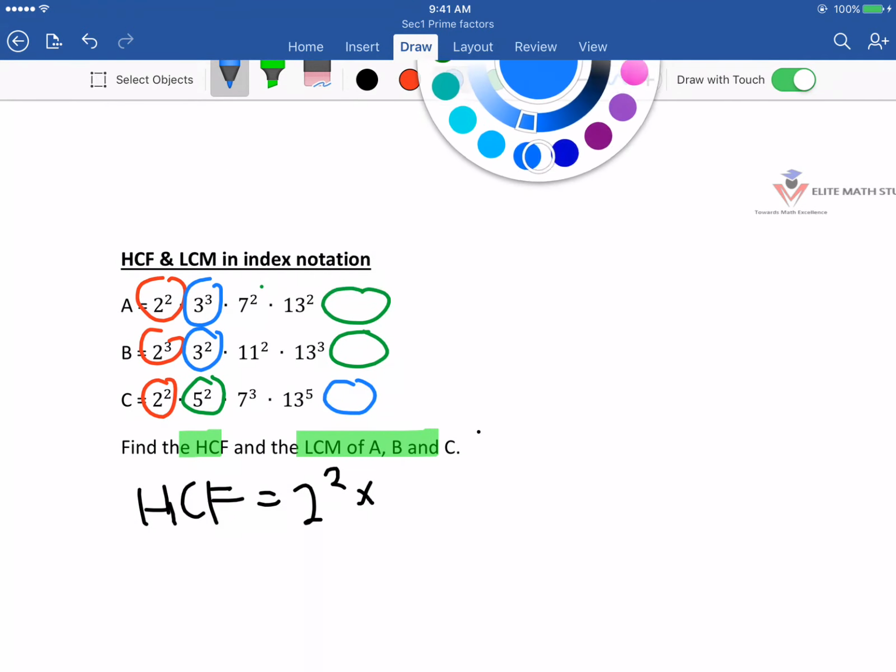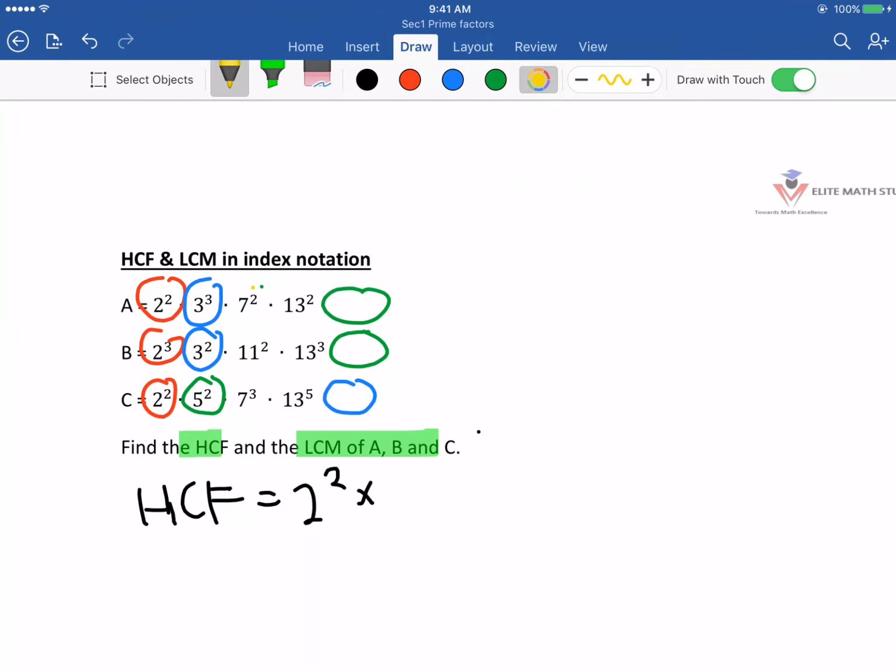Next one, we look at base 7. 7 above 2, nothing, and 7 above 3. Which one do you take? We'll take nothing as well. Okay, the next one, 11 above 2, compare against nothing and nothing. Because there's no base 11, so it's nothing, so we take nothing as well.